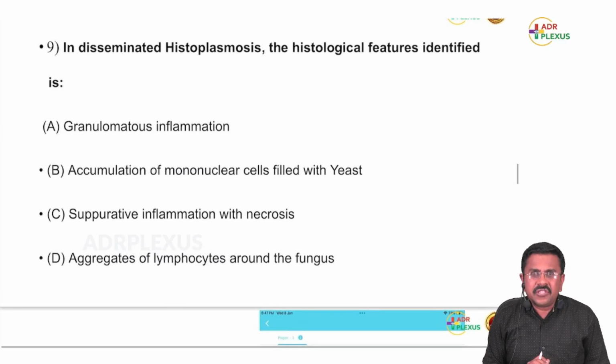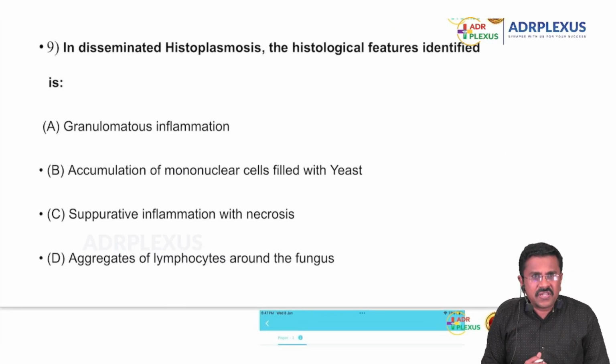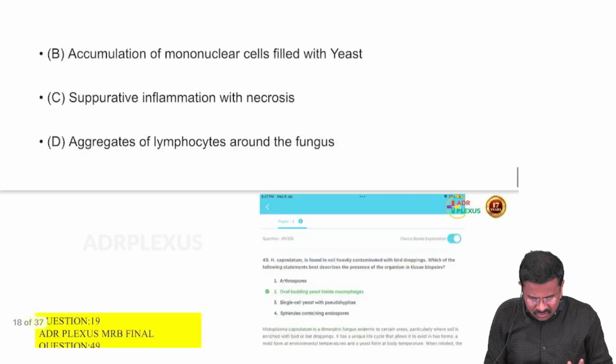In disseminated histoplasmosis, the histological features identified are... So this is a straightforward question. They have asked what is the histopathology of disseminated histoplasmosis.